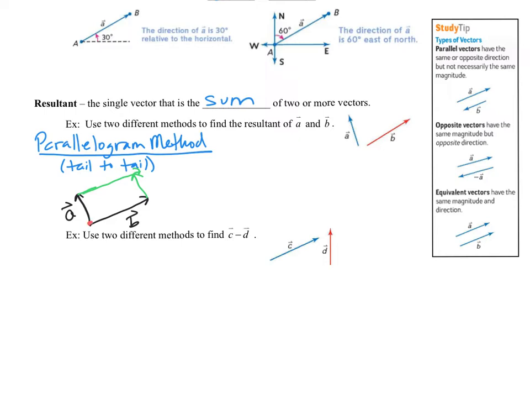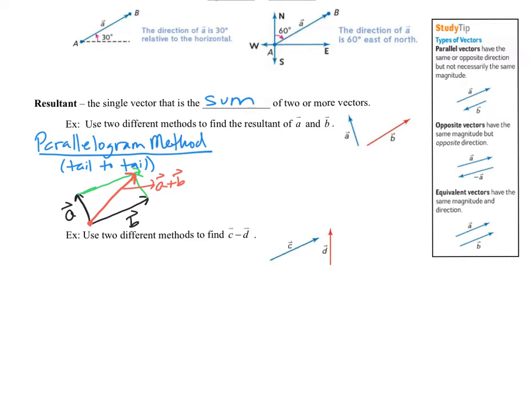Our resultant vector is going to be the diagonal of that parallelogram. Its initial point will be the common tail point of vectors A and B, and then its terminal point will be here. So this vector is what we call vector A plus B. It's called a resultant vector. So that's called the parallelogram method.